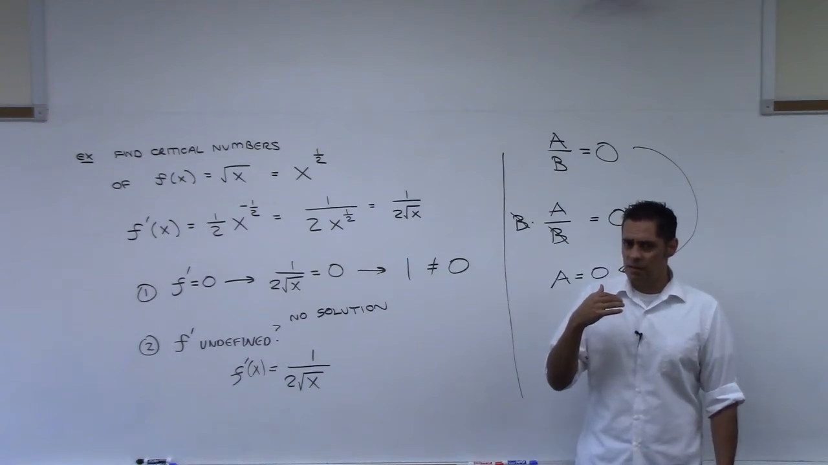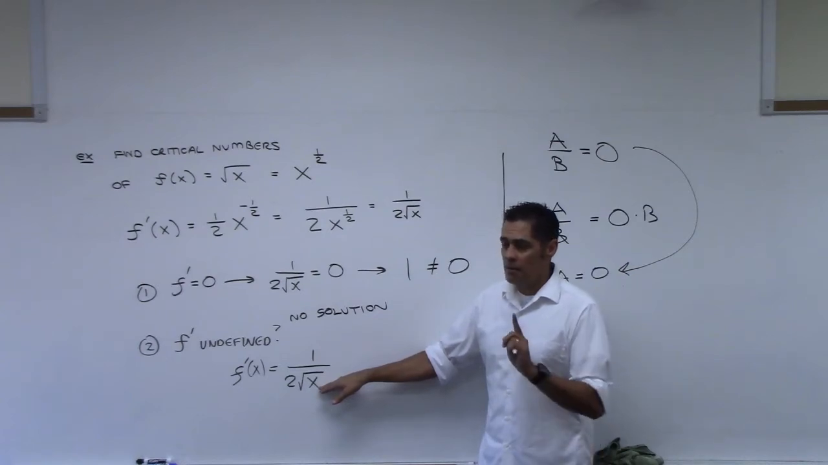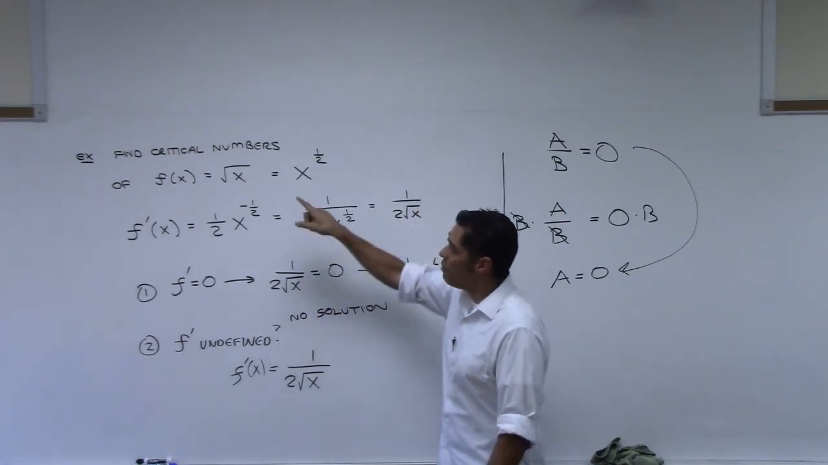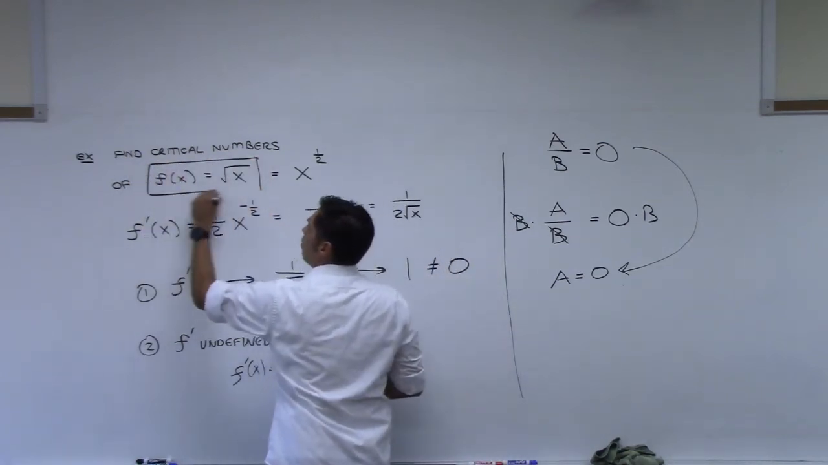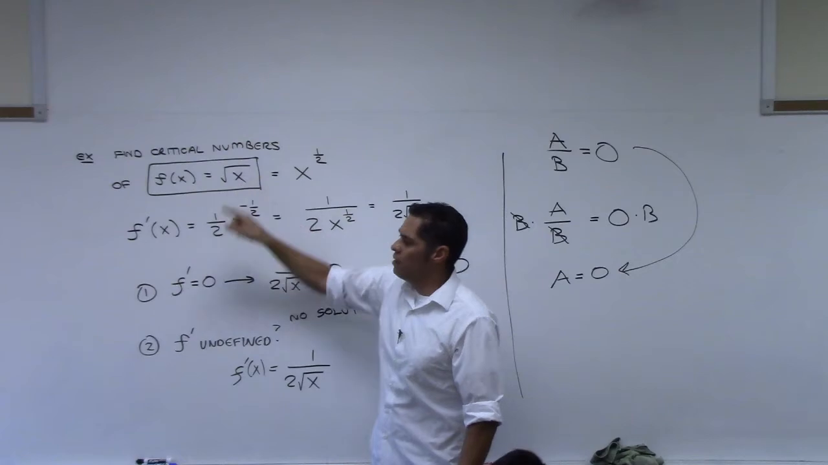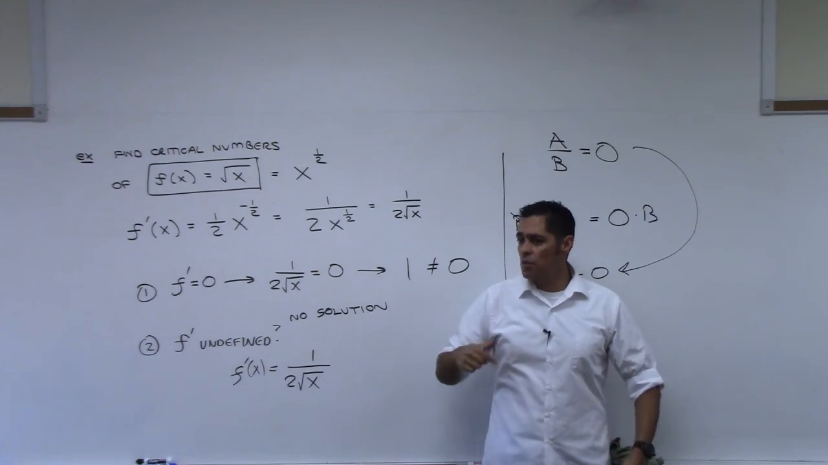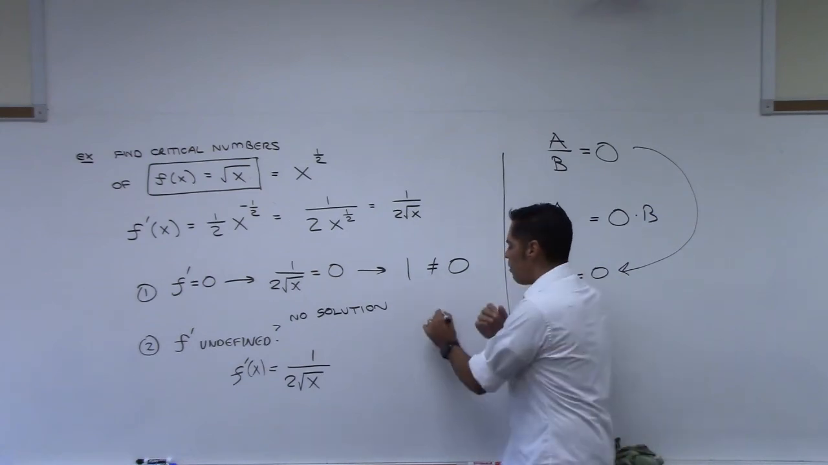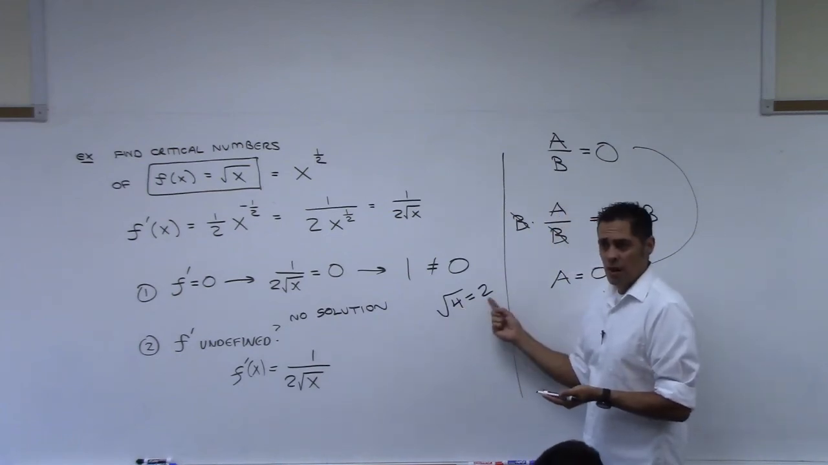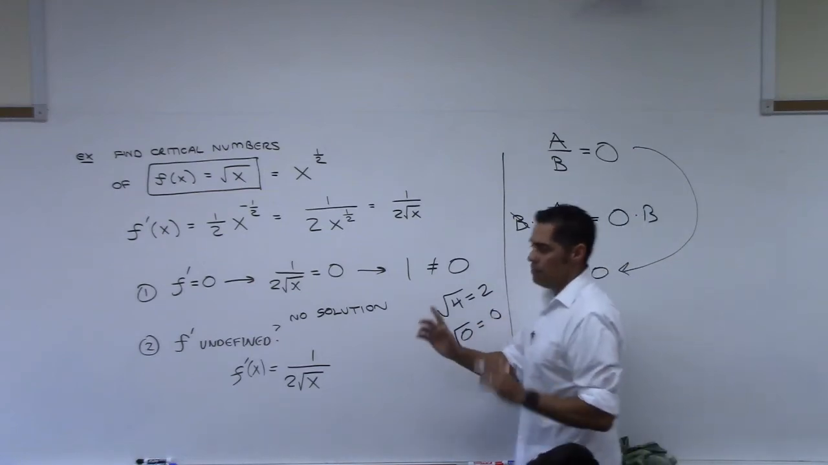0 doesn't work. Now, before I can call 0 a critical number, this is important, I have to go back up to the original function. Would 0 have worked in here? Yes. If I plug in 0 here, what's the square root of 0? 0. Because when you say square root of 4 is equal to 2, you're saying what number times itself is 4, right? So if I say square root of 0, you're saying what number times itself is 0? 0.